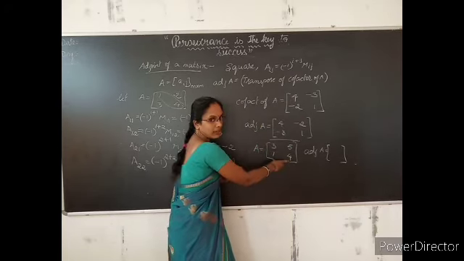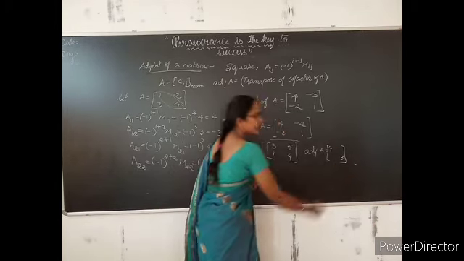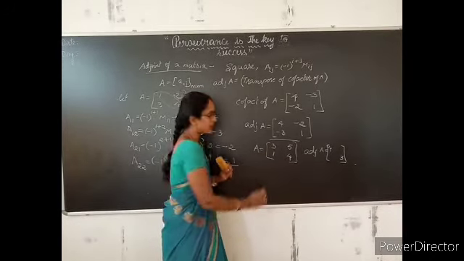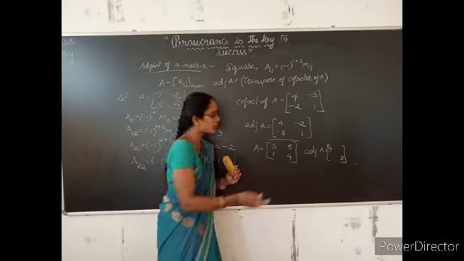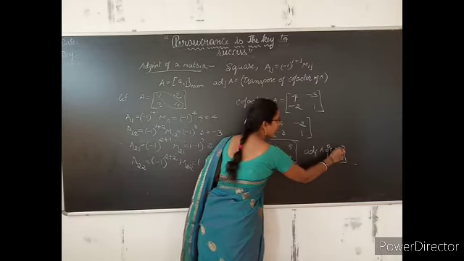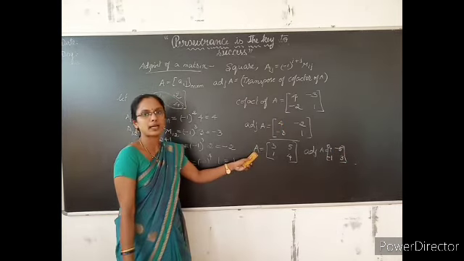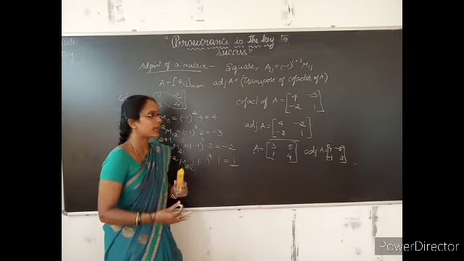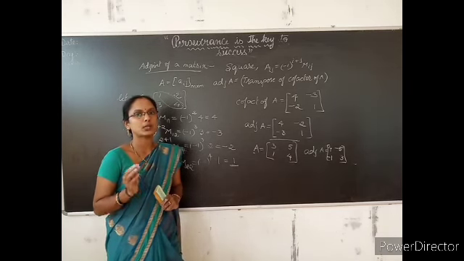Interchange the diagonal elements. So 3 and 4 is there. First write 4 and here write 3. Then change the sign of non-diagonal elements. Other than the diagonals, all other entries are considered as non-diagonal entries. So change the sign. Only change the sign. That is minus 1 and minus 5. So this is the adjoint of a given matrix A. That means interchange the diagonal elements and change the sign of the non-diagonal elements gives the adjoint of a 2 by 2 square matrix.